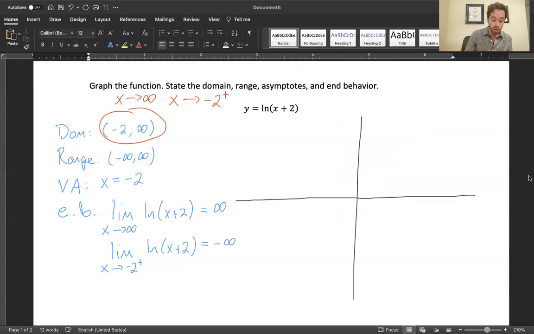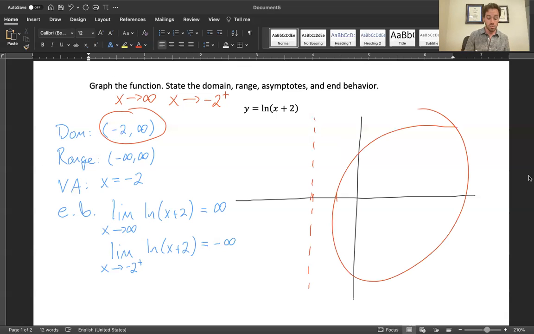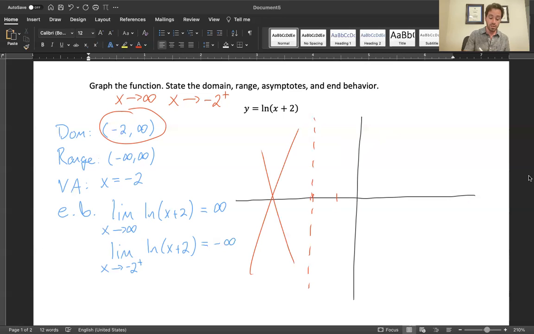Okay, so now we have enough info to draw a graph. We'll get the vertical asymptote rockin' at -2. There's the vertical asymptote. We know that this thing lives on the right-hand side of the vertical asymptote. It never touches the left-hand side. We know that because of the domain. And where is it going to be equal to 0?